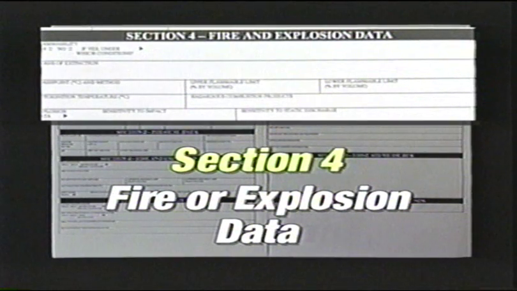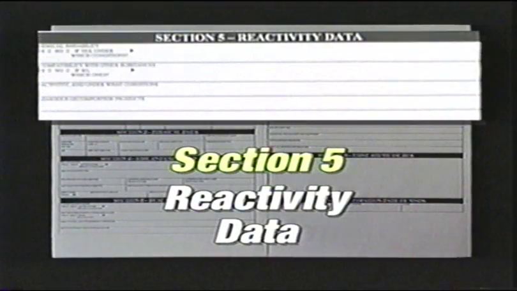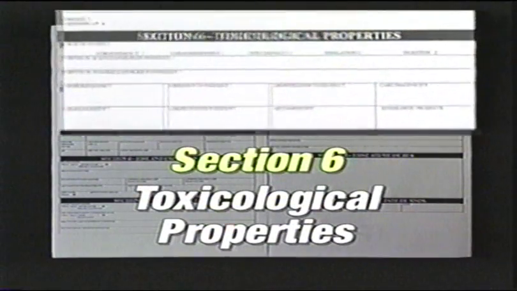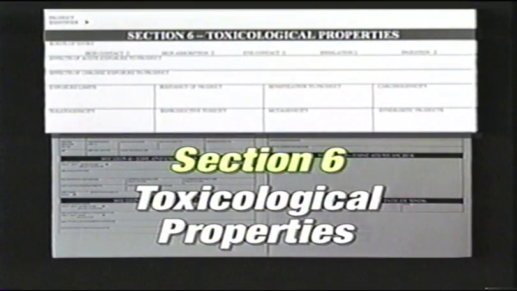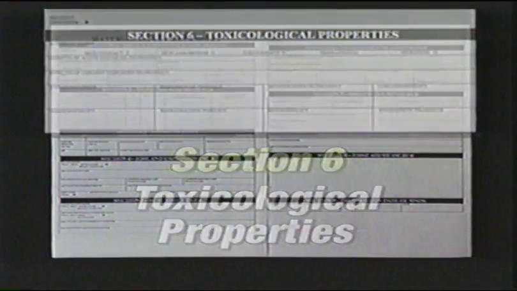Section 4 indicates the fire and explosion data, such as how flammable the substance is and the explosive properties of the material. Section 5 records the reactivity data, such as the chemical instability of the product and the substances it may react with. The 6th section covers the toxicological properties, that is, the health hazard data, such as the routes of entry into the body, the exposure limits, and the effects of being exposed to the product.